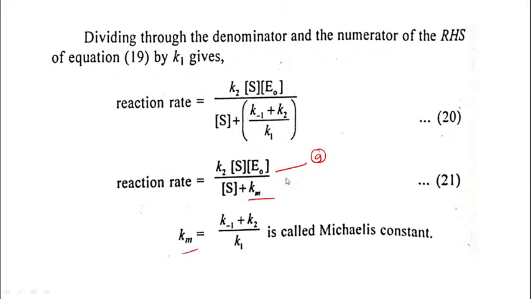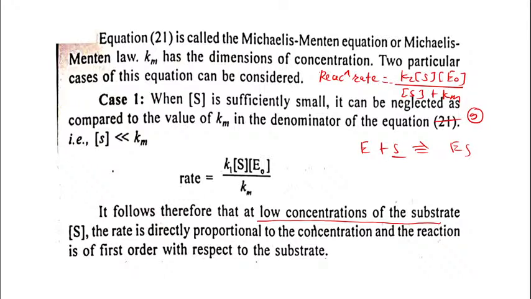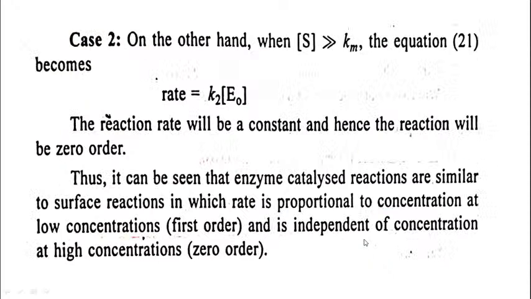And for this rate equation, we apply two cases. The first case is that the concentration of the substrate is very small. Then it can be neglected from the denominator. K2 is constant, Km is constant. So the reaction rate is proportional to the concentration of the substrate at low concentration. So it follows first order, directly proportional to the concentration. Hence it is first order.